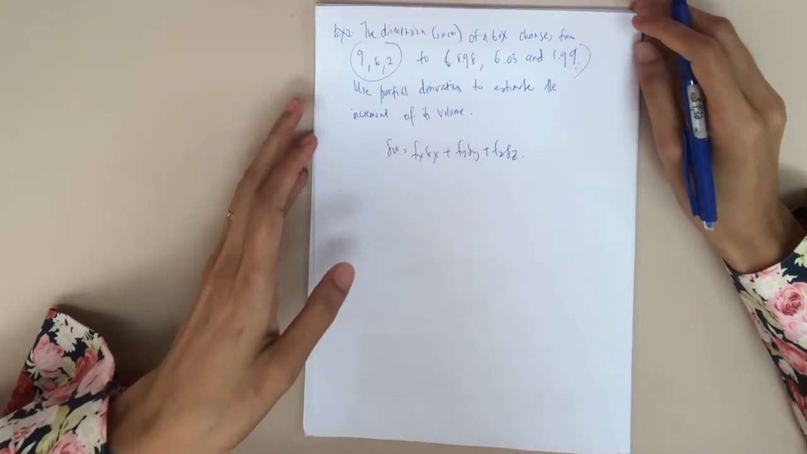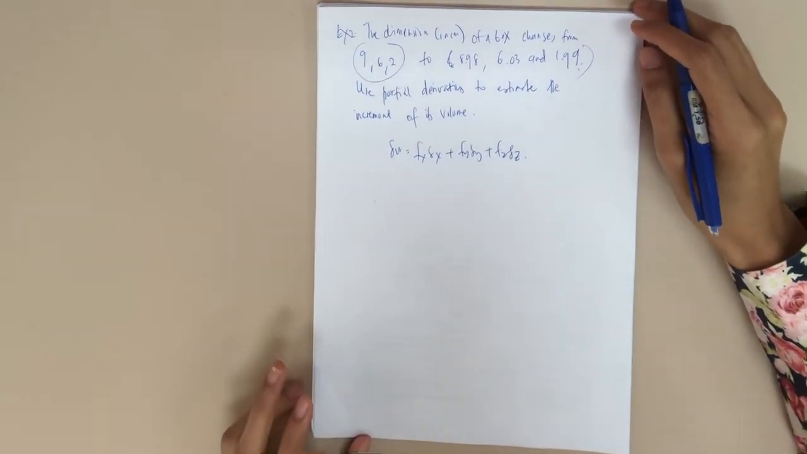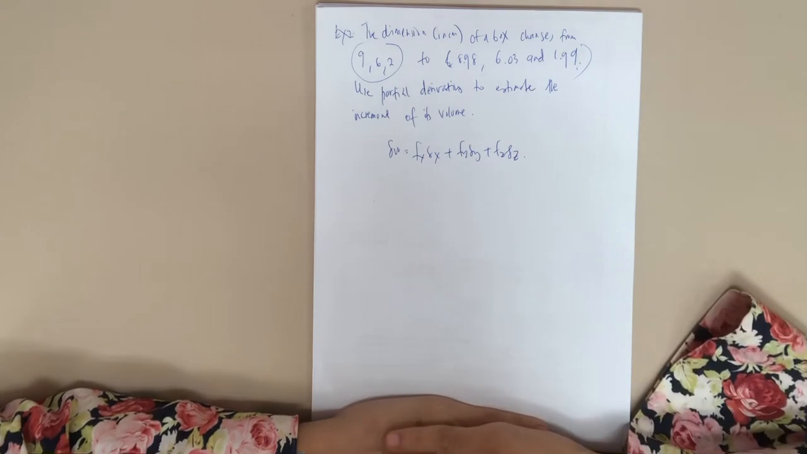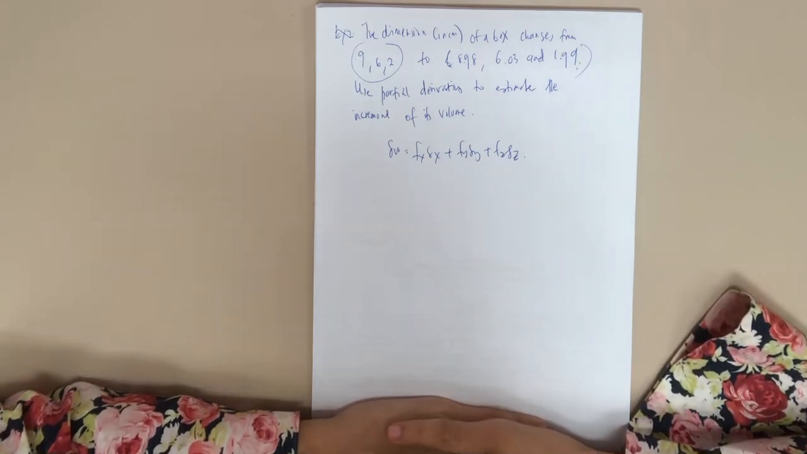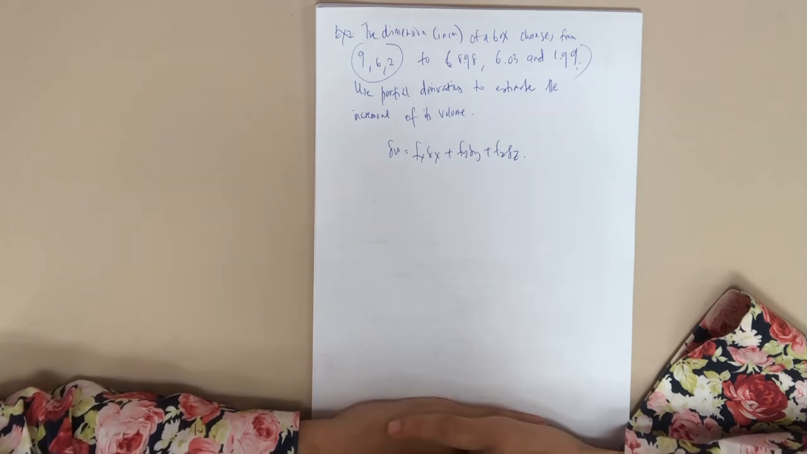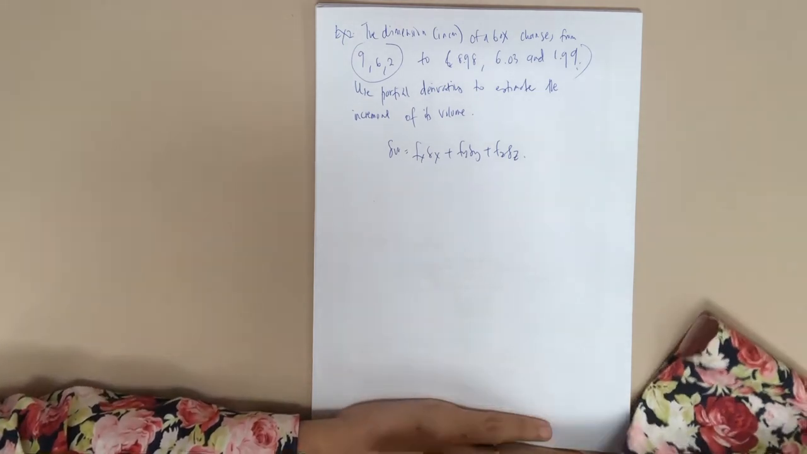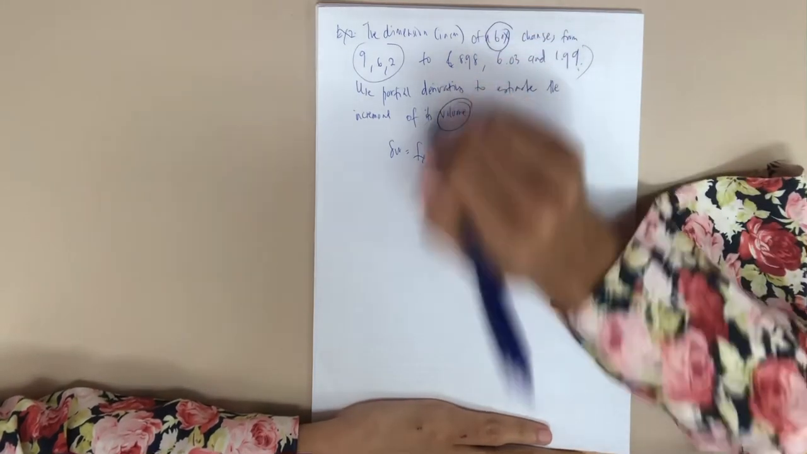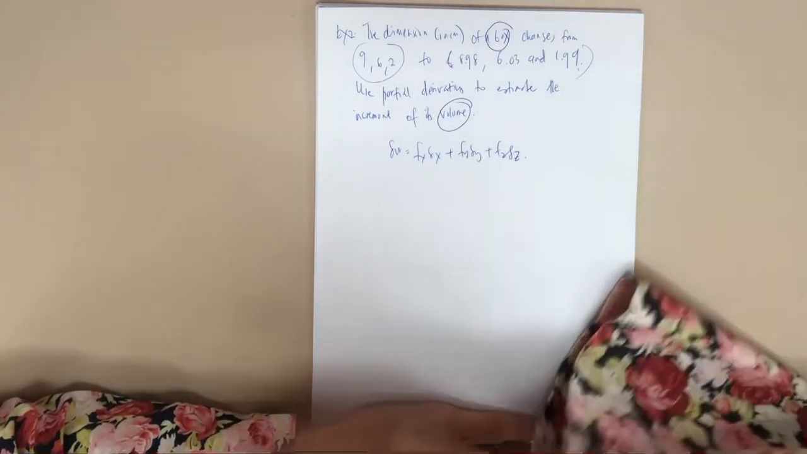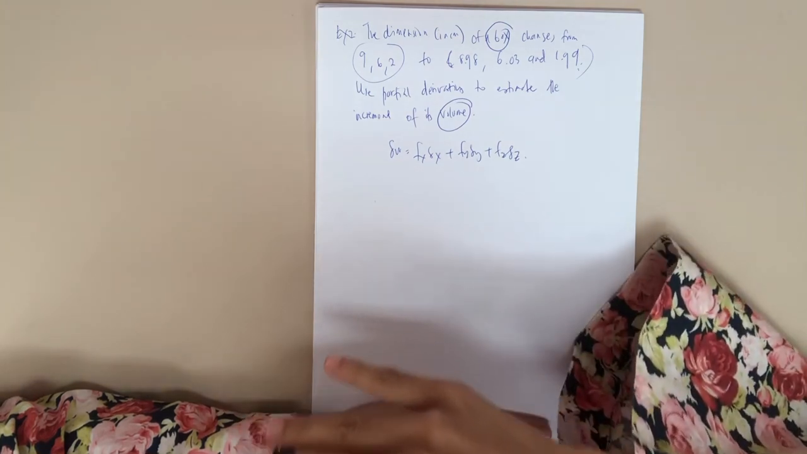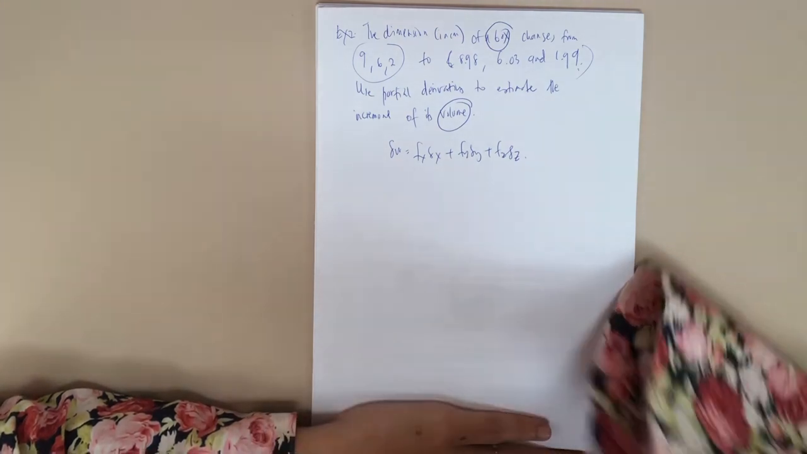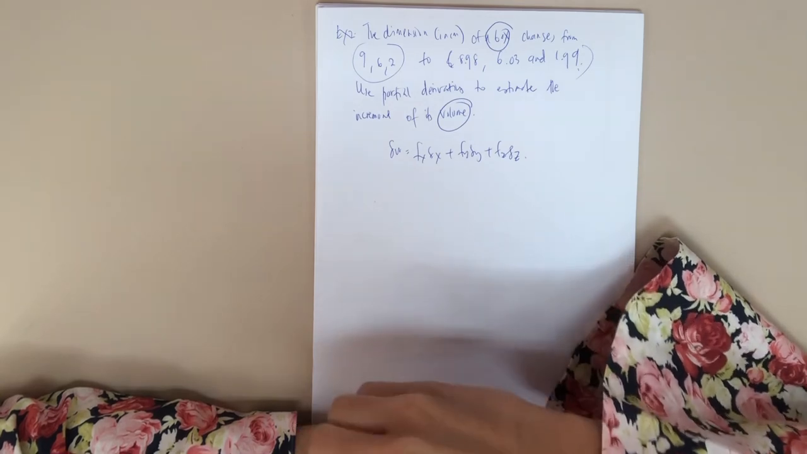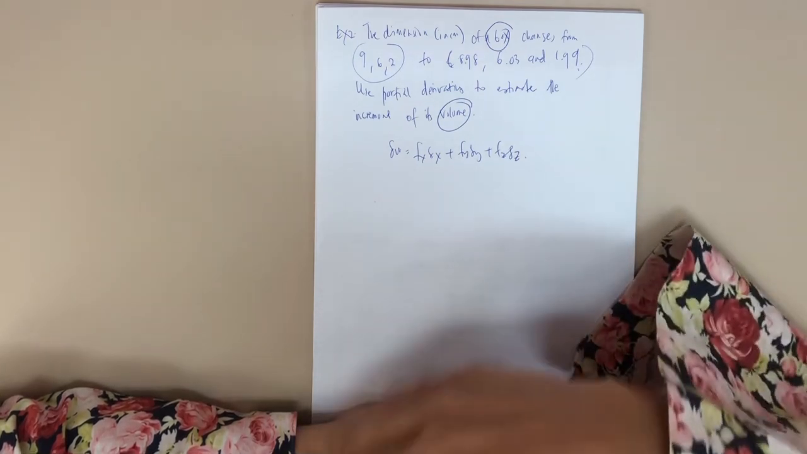From the question statement already, you can find your function actually. Okay, let's reread the question. The dimensions in centimeters of a box change from blah blah blah. Use a partial derivative to estimate the increment of its volume. So the keywords here are box and volume. What's the meaning behind these two keywords? The question asks you to find the increment of the volume of the box.